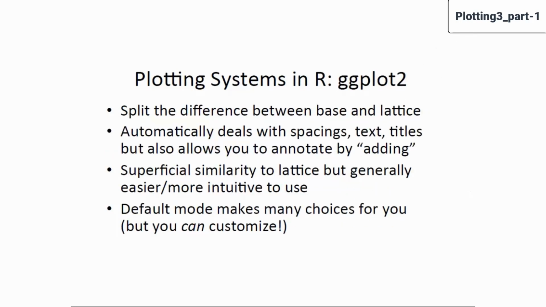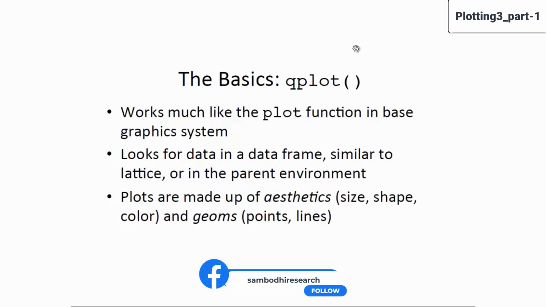So plotting systems in R, ggplot2. What is this ggplot2? It splits the difference between base and lattice. It automatically deals with spacings, text, titles, but it also allows you to annotate by adding. It has superficial similarity to lattice, but is generally easier or more intuitive to use. So the default mode makes many choices for you, but you can also customize. The basics.